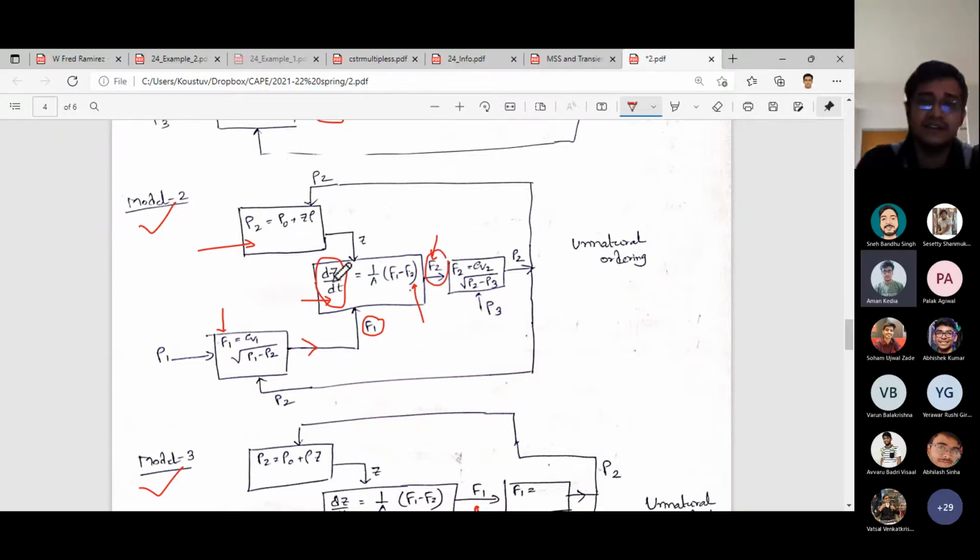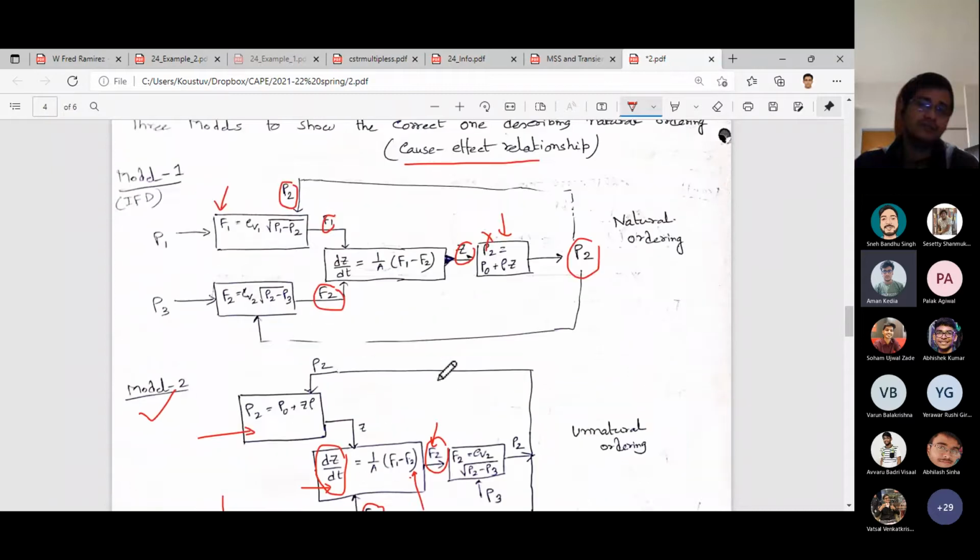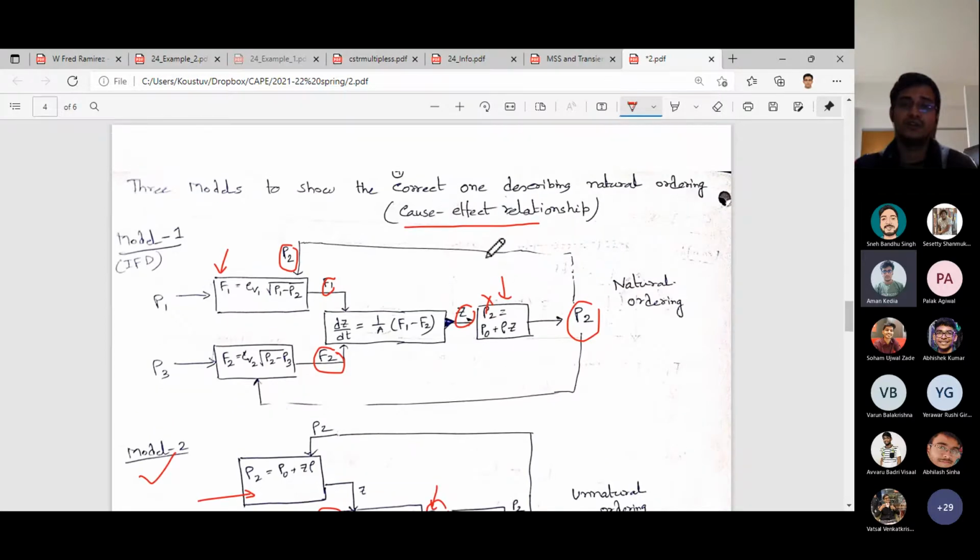Now in that case, if you have to calculate F2, then you cannot integrate it, you have to just differentiate this, which is a difficulty. So this is why this information flow diagram not only has to be made just by connecting the blocks, but it has to be also made by maintaining a cause and effect relationship, or kind of natural ordering.